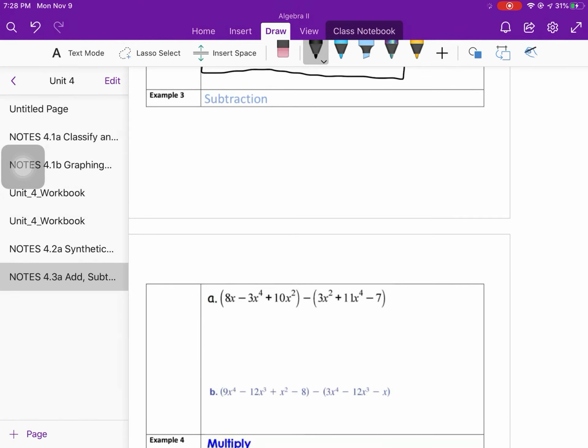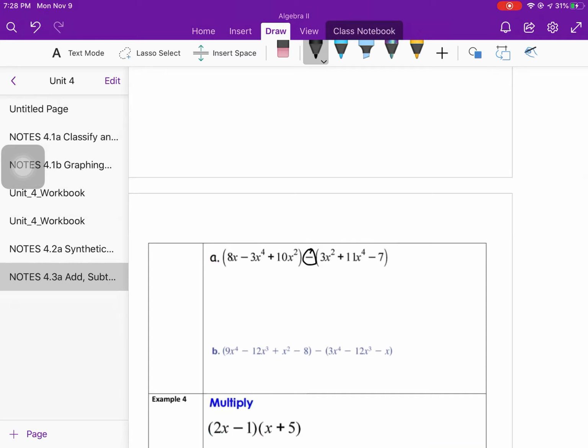When we did subtraction in the last unit, remember we had to distribute this negative. So that's what we should do before we combine like terms, because a negative sign changes the signs for everything on the right. So on the left side, we have this 8x minus 3x to the fourth plus 10x squared. And then we have minus 3x squared minus 11x to the fourth. Finally, plus 7. All those signs switch.